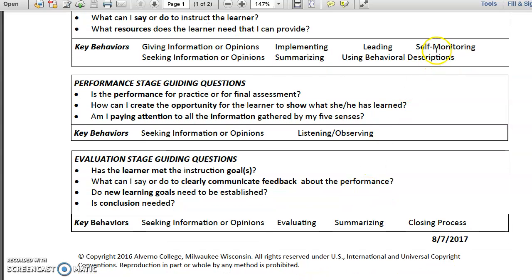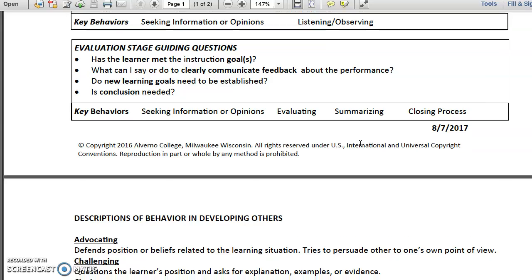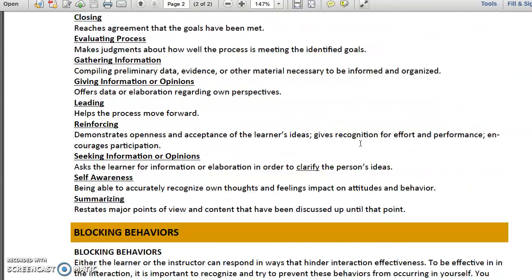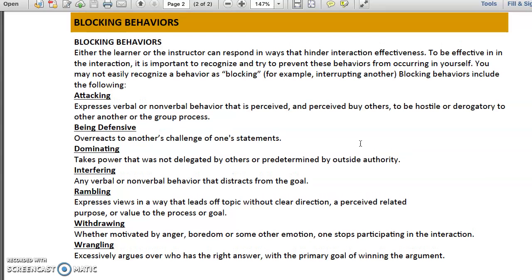And be sure to monitor yourself. Am I talking too much? Have I shared what I needed to share about what I learned? And this, again, is descriptions of the behavior. And the blocking behaviors, you'll notice, are the same in every one of the analytical social interaction frameworks.